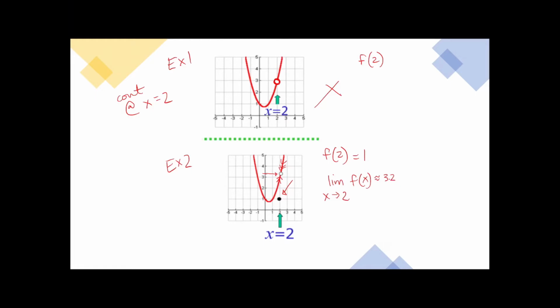But what do you notice? If I go to my third statement that has to be true, those 2 values have to be the same number. And we see that the limit, as I'm approaching from both the left and the right, of 3.2 does not equal 1.